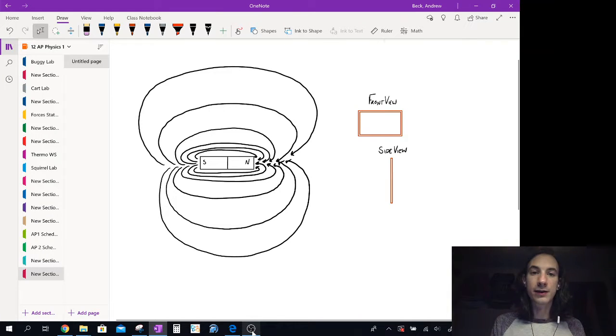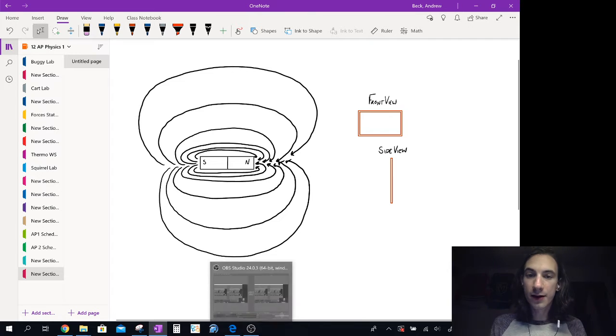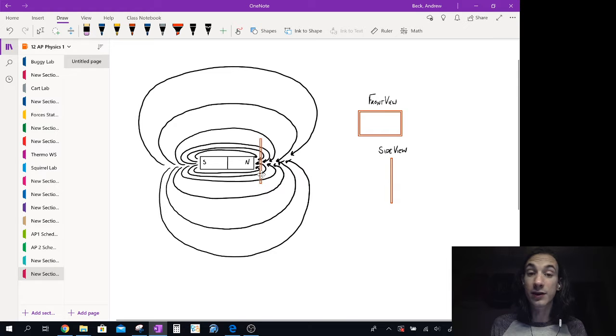Alright, so hopefully you were able to think about how we can change the amount of magnetic field that is going through that loop of wire. So you probably thought about the most obvious one: we can just physically change where we're putting it, how we're moving it, and how much magnetic field we're actually getting within that wire.